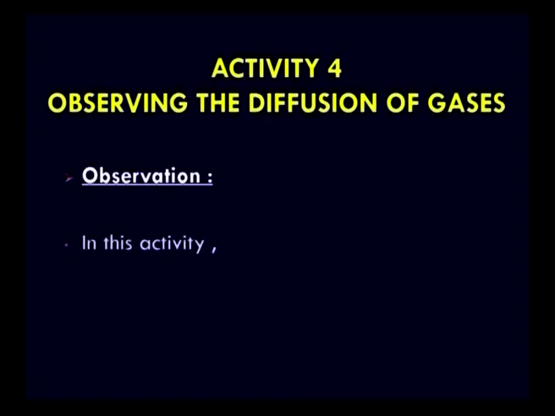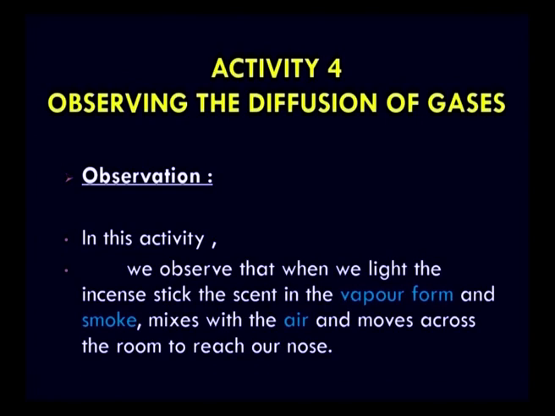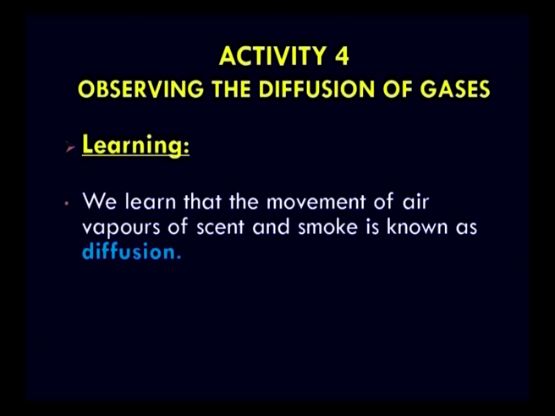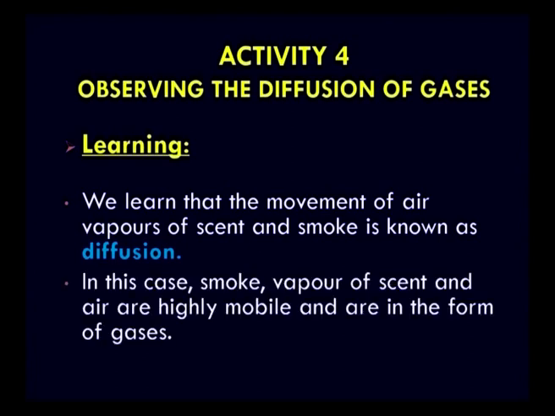Observation: in this activity, we observe that when we light the incense stick, the scent in vapor form and smoke mixes with the air and moves across the room to reach our nose. Learning: from this activity, we learn that the movement of air, vapors of scent and smoke is known as diffusion. In this case, smoke, vapors of scent and air are highly mobile and are in the form of gases.